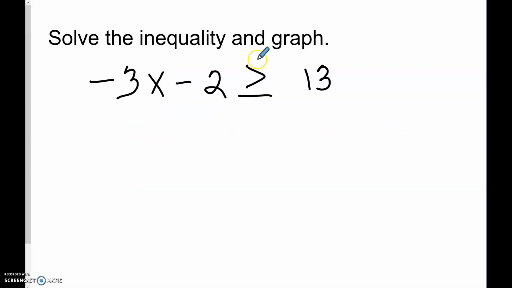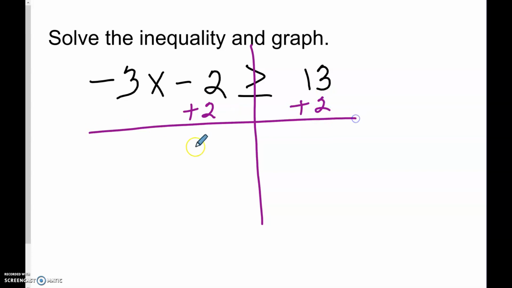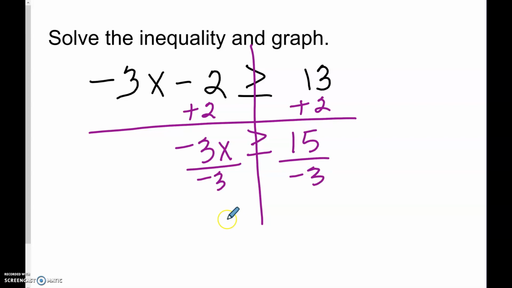All right, looks like we got a 2-step inequality. So we're going to add 2 to both sides. So we have -3x is greater than or equal to 13 plus 2, which is 15. Now the number in front of x, it says -3 times x, so the opposite of times is divide. So we're going to divide both sides by -3, and I divided by a -3, so I'm going to flip my sign.